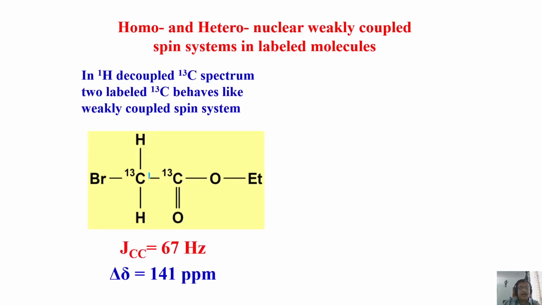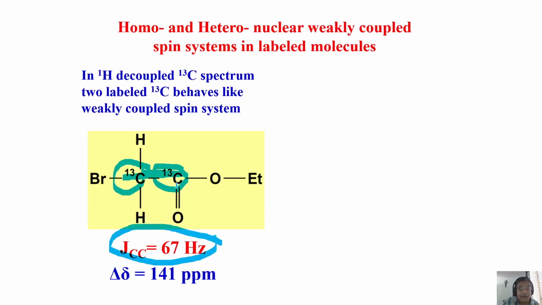So now I will give you an example of homonuclear weakly coupled spin systems in labeled molecules. Take an example like this. I will take this carbon and this carbon, both I label. Label means I do it by chemical synthesis. Somehow I make it 100% abundant instead of 1%. When you say 100% abundant, it's like proton or fluorine. Then you can see the coupling between these two. When they observe the coupling, it is about 67 hertz. But the chemical shift separation is 141 ppm. It is quite large.